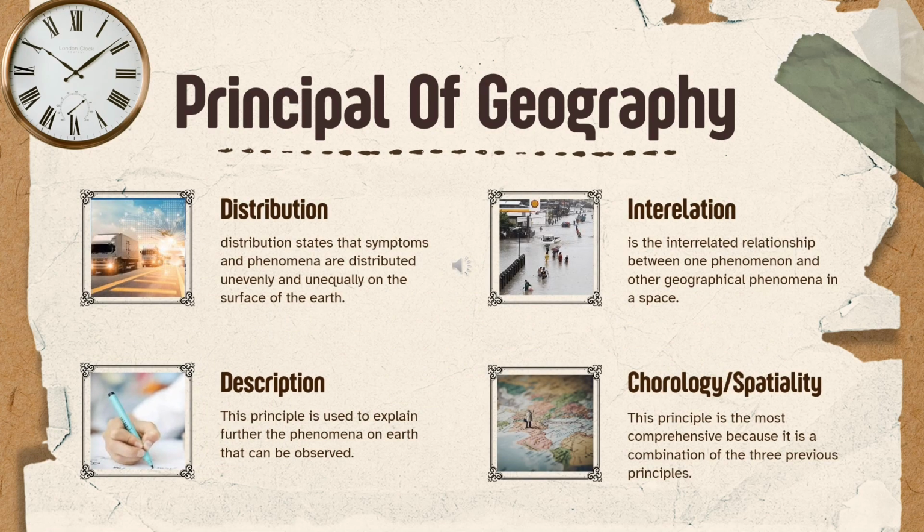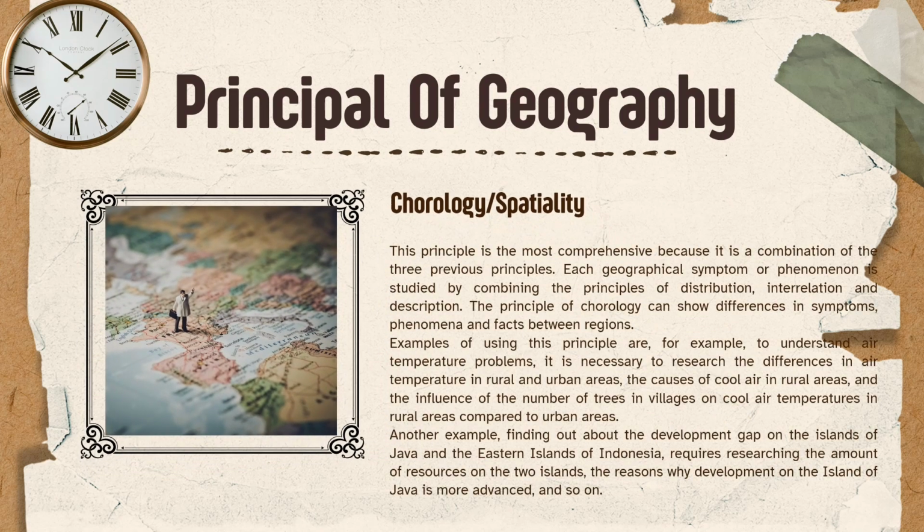Principle of chorology. Lastly, there is the principle of chorology. This principle is the most comprehensive because it is a combination of the 3 previous principles. Each geographical symptom or phenomenon is studied by combining the principles of distribution, interrelation, and description. The principle of chorology can show differences in symptoms, phenomena, and facts between regions.